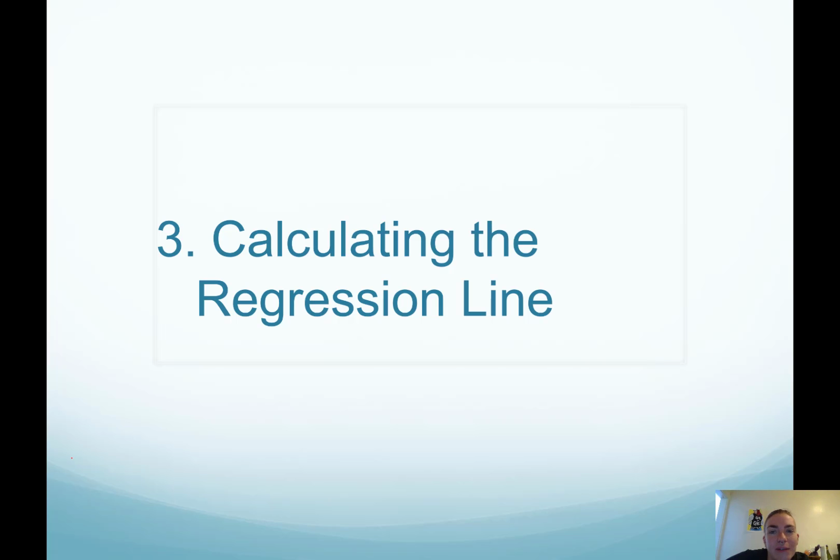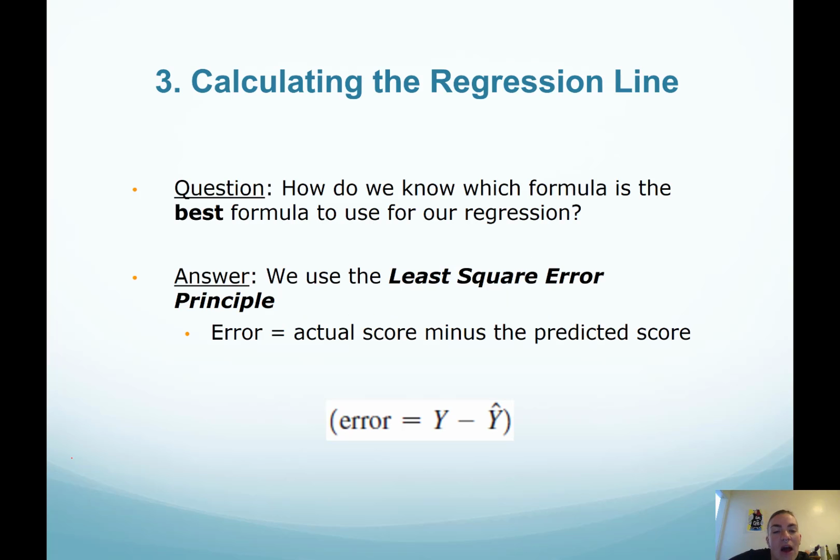So how did I get those values of A and B? How do we know which formula is the best formula to use for our regression equation? We are going to use what we call the least square error principle. This is the theory behind the equations we'll use for calculating A and B. And in the least square error principle, error is defined as someone's actual score minus their predicted score.